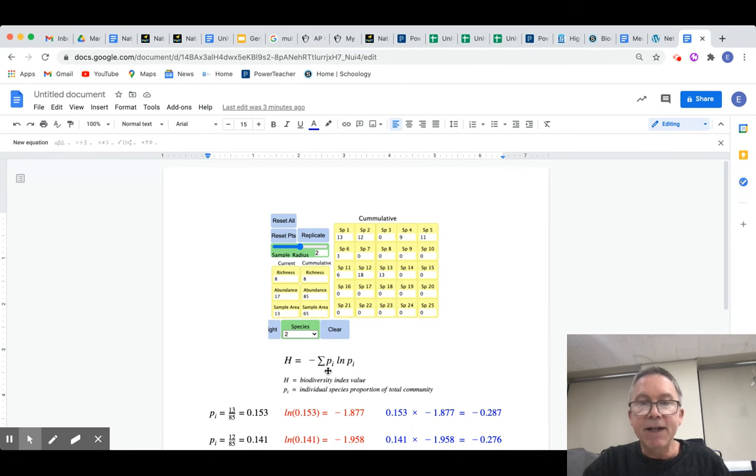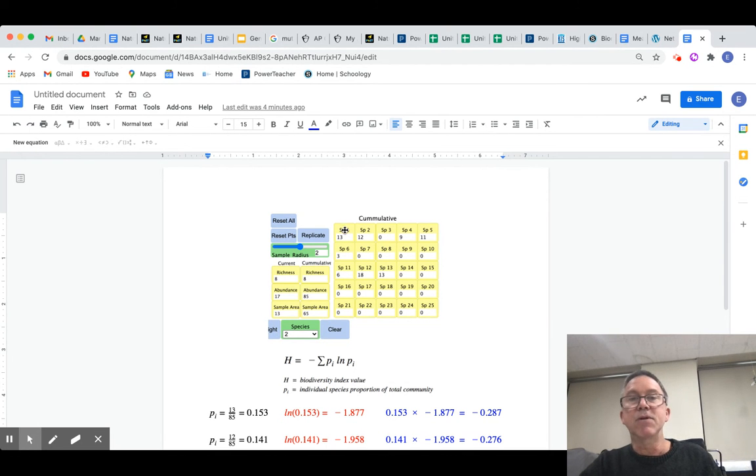Once I have that, I multiply it by the natural log of that same value. So I take the natural log of 0.153, and that gives me this value here, negative 1.87. Then I just multiply them together. So it's this times this, and that gives me negative 0.287. That is the diversity index contribution for this one individual species.